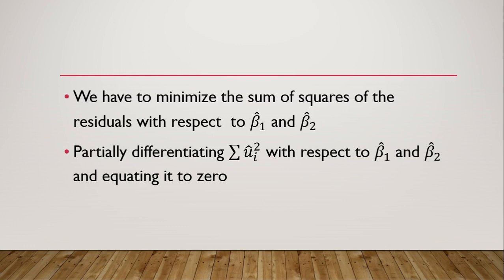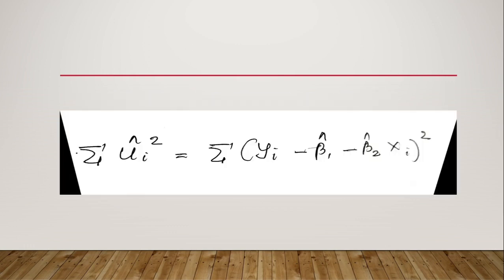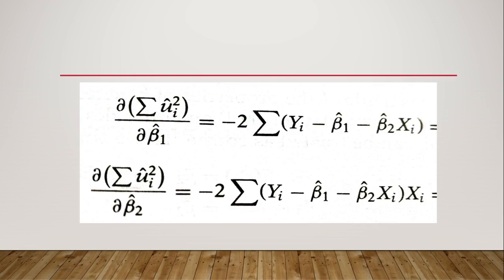So the first step is this, minimizing the sum of squared residuals. For minimizing the sum of squared residuals, we differentiate partially with respect to beta 1 hat and beta 2 hat and equate it to 0. So here we have to minimize this sigma ui hat square, which is equal to sigma (yi minus beta 1 hat minus beta 2 hat xi) the whole square. So in the first step, we are partially differentiating sigma ui hat square with respect to beta 1 hat.